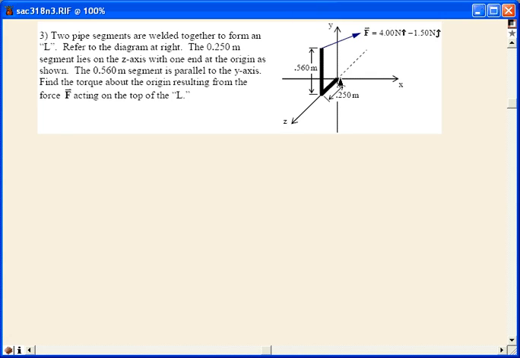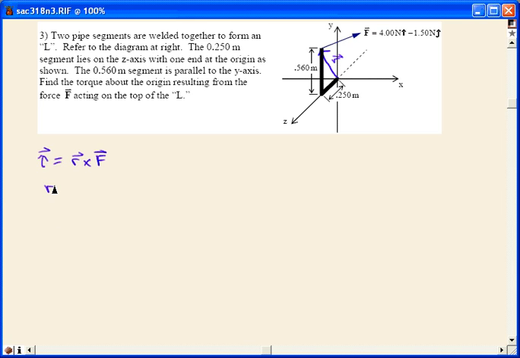Okay, they want us to find the torque about the origin right here. We know torque is given as r cross F, where r is the position vector for the point of application of the force. It's being applied right there. The position vector for the point of application of the force relative to the origin, about which I'm calculating the total torque, is this vector right here.